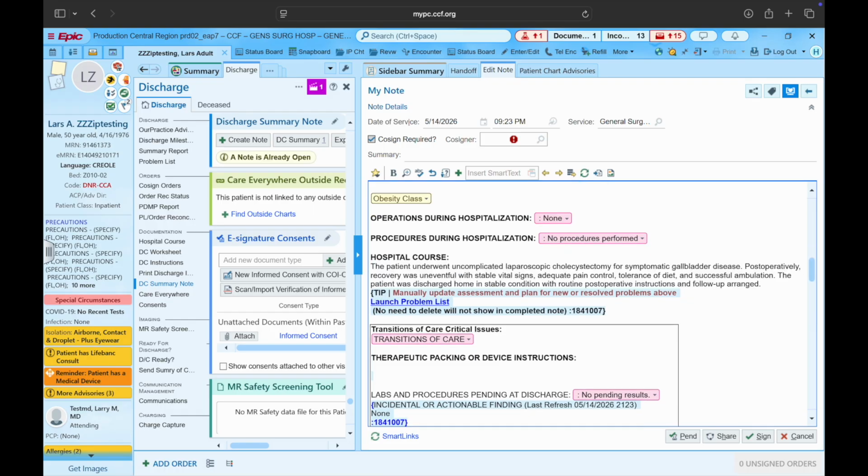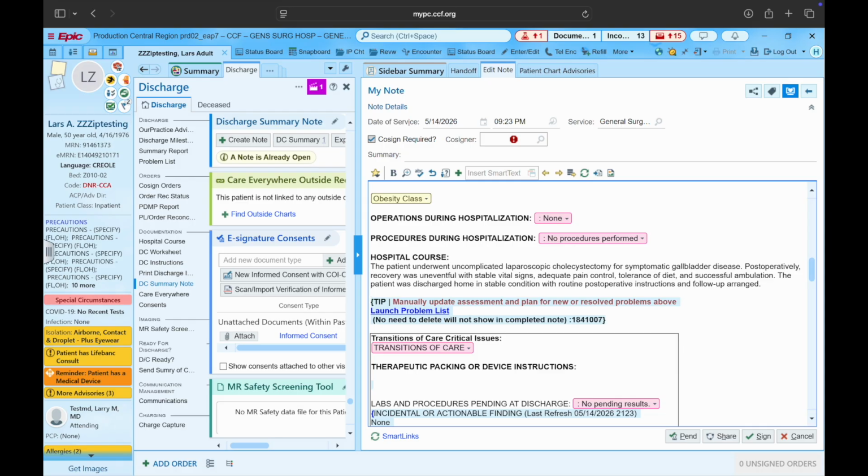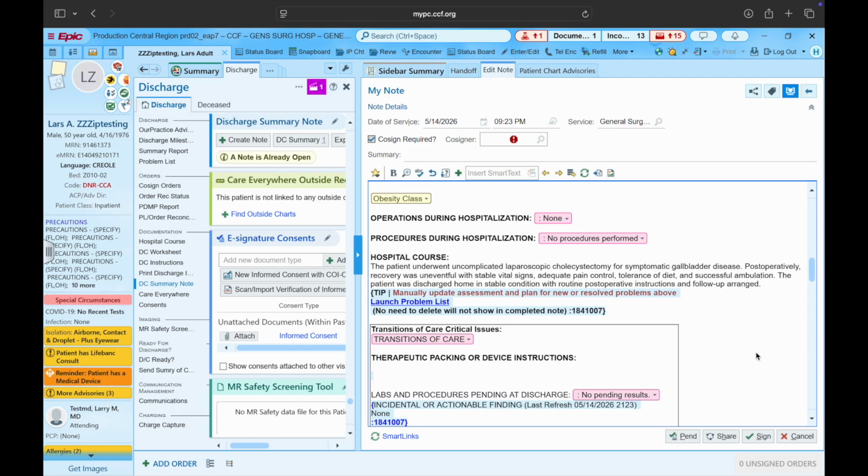So here's an example for you guys for the cholecystectomy. The patient underwent uncomplicated laparoscopic cholecystectomy for symptomatic gallbladder disease. I typically include if it's elective or if it was emergent. Post-operatively, recovery was uneventful with stable vital signs, adequate pain control, tolerance of diet, successful ambulation. The patient was discharged home in stable condition with routine post-operative instructions and follow-up arranged. So you read this and you know that this was a routine bread and butter cholecystectomy case.